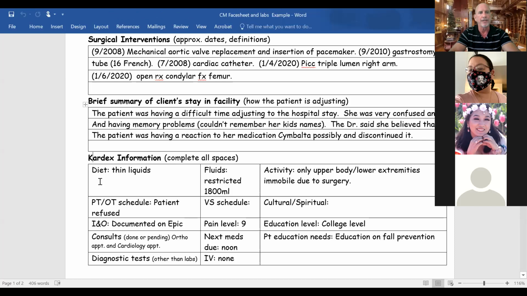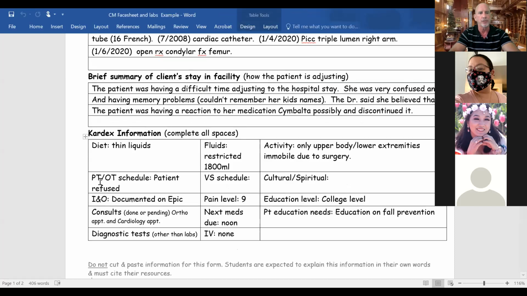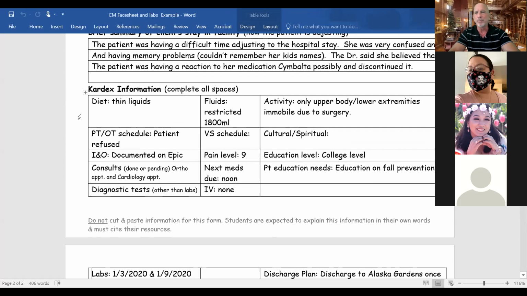Cardex information, back in the days when we actually used Cardexes. Before computers, we had a little card for each patient. It was like in a Rolodex type box, and you would look up things like diet, OT, PT, etc. Now that's all on the computer screen. So you'll have their diet and fluid restrictions, really important for diabetics and people with kidney failure. People with kidney failure, their fluid is restricted because they can't pee it off.